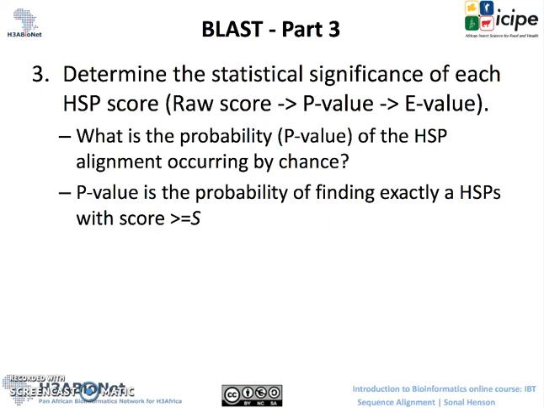If that value is very low, it means that our score is significant. If that value is very high, then it means that there is a good chance that our alignment was one of those random ones that we generated. So you can say that a p-value is the probability of finding exactly a high-scoring pair with score greater than or equal to S.